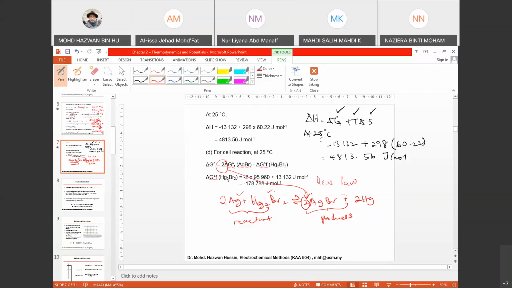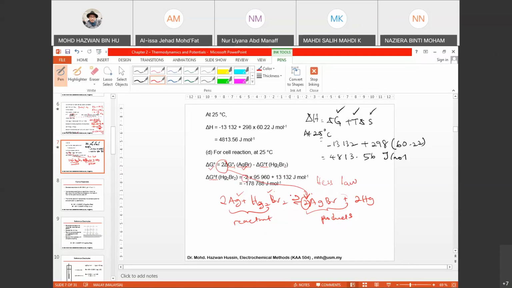Then delta G is equal to 2 delta G naught formation of AgBr minus delta G naught F for Hg2Br2. Since this value is known, and this value is also given in the question, you just substitute the value. Then I guess over here you will see, oh, why does this one become negative?